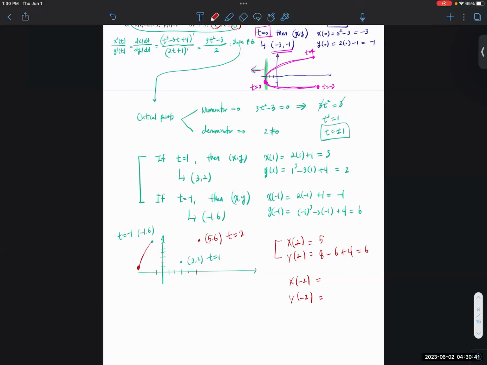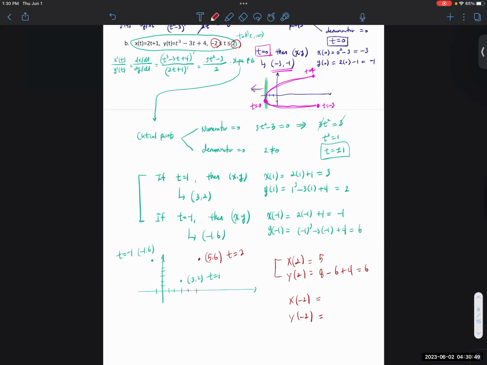So what I'm saying is, this is the kind of graph you will get. My bad, this point is going to be a little bit higher. Actually, let's evaluate it. Negative 2, 2 times negative 2 plus 1, negative 3. Y of negative 2, negative 8 plus 6 plus 4, we have 2. So 3, 2, same thing here. So when t equals negative 2, it's the same 3, 2. So the graph is going to be something here. You see that? It's actually this.